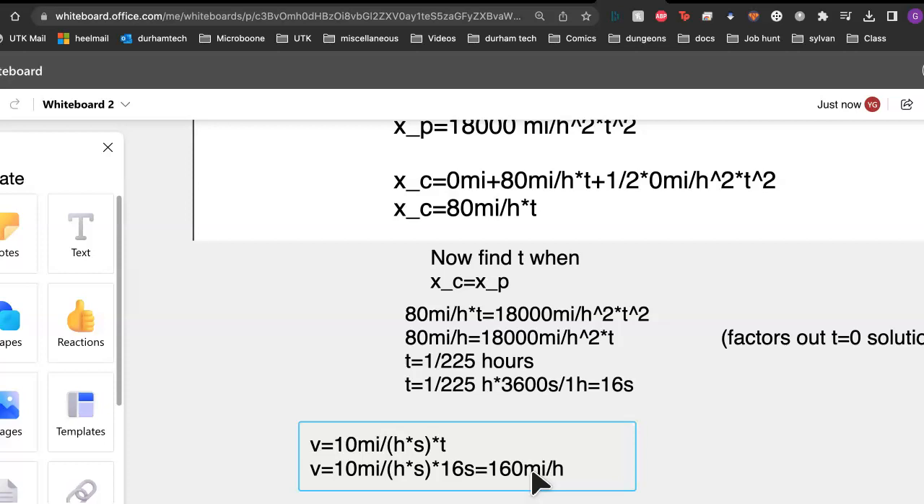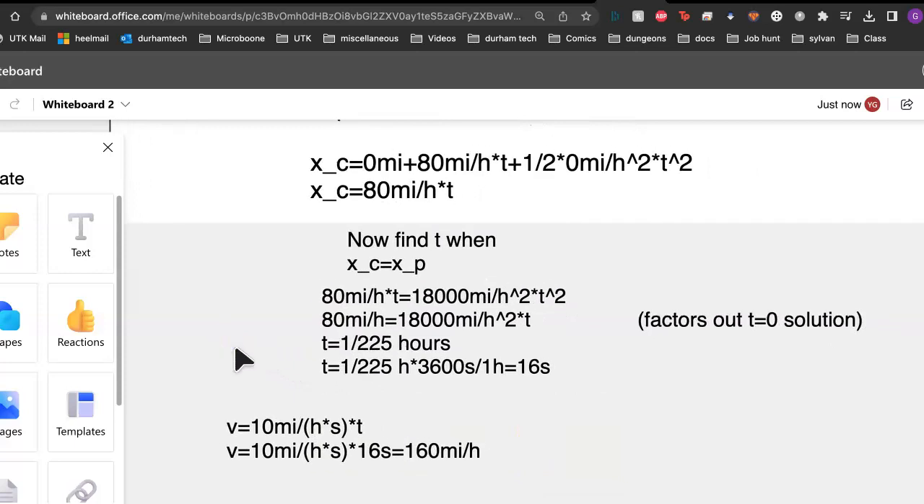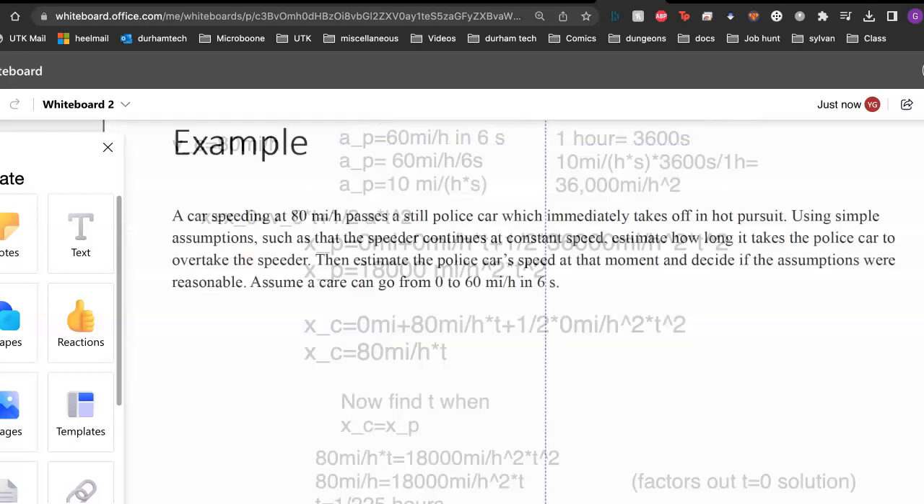And that tells us that our assumptions may probably not be reasonable unless this policeman is rocking a supercar, because at the time, if he is able to maintain a constant acceleration, he is going to reach 160 miles per hour. I know some supercars can do like 200. My guess is the average policeman is not rocking such a car. So in actuality, we would need to use some equation for acceleration, which is more complicated. But for the moment, we have solved the equation.